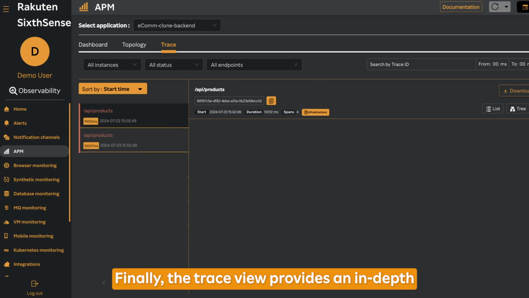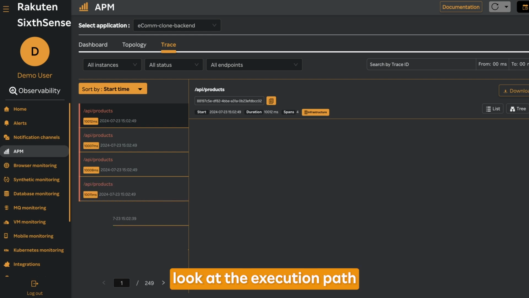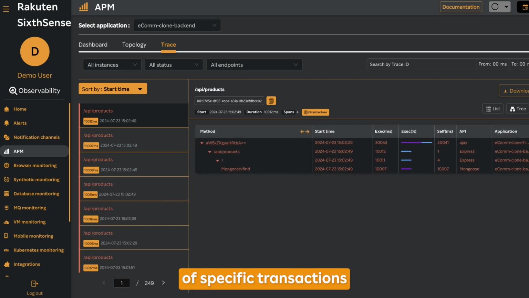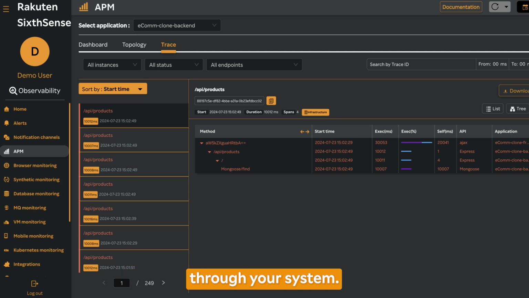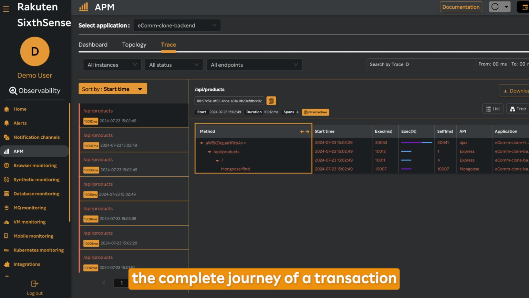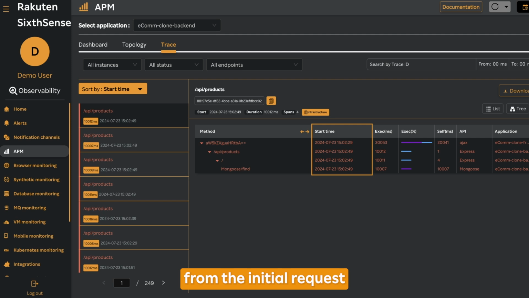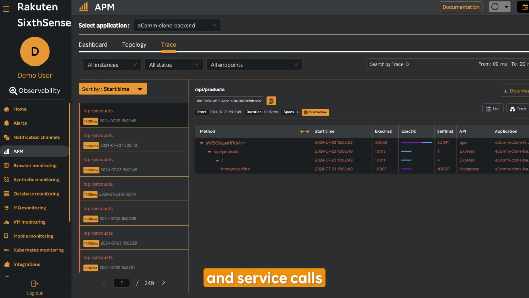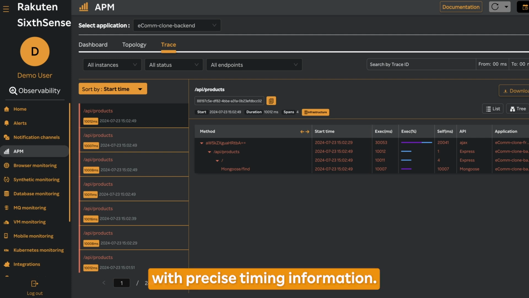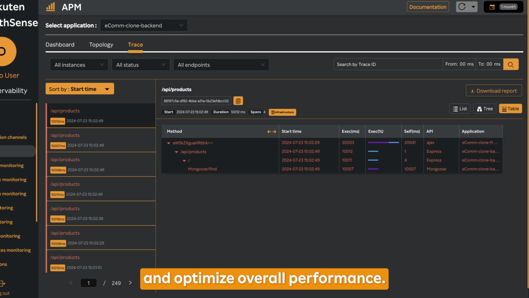Finally, the trace view provides an in-depth look at the execution path of specific transactions across your application's components. Tracing is essential for identifying performance issues and understanding the flow of requests through your system. Each trace captures the complete journey of a transaction, from the initial request to its final response. This includes all intermediate spans, such as database queries and service calls, with precise timing information. Analyzing traces helps pinpoint slowdowns and optimize overall performance.